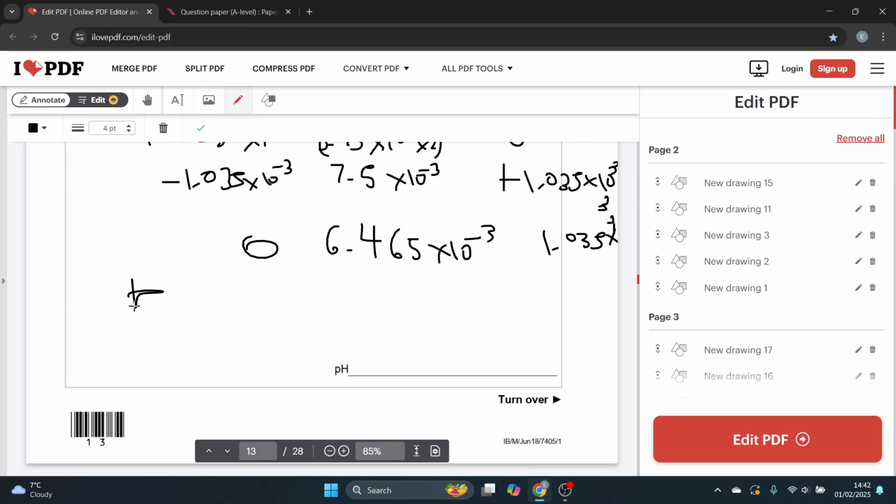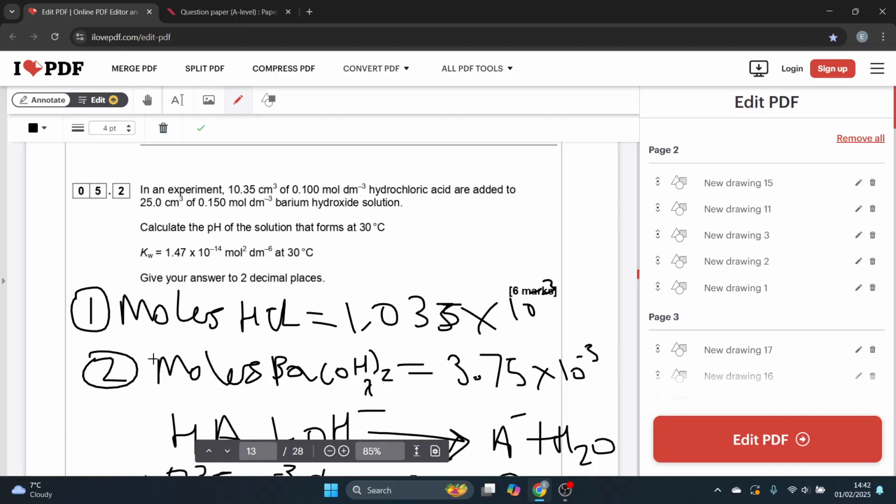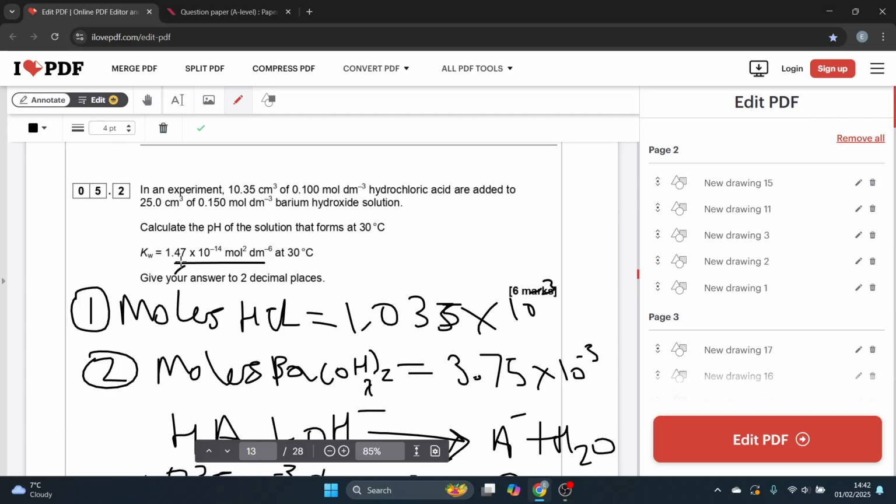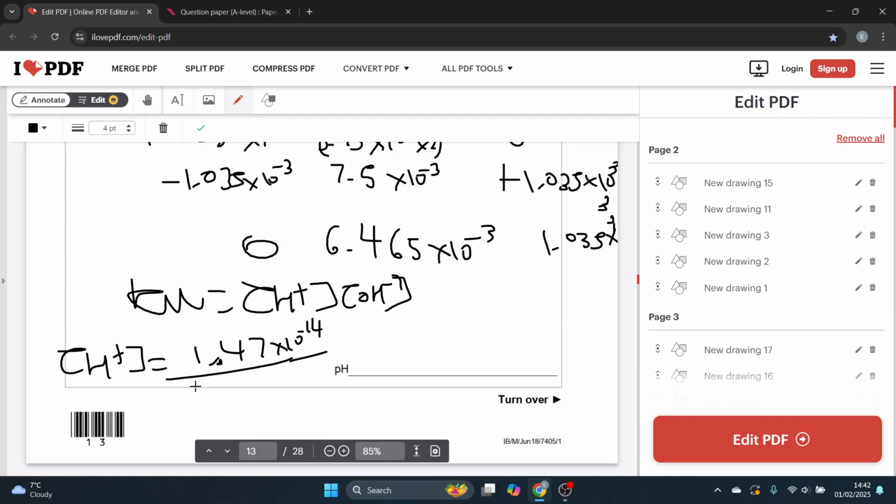All I need to do now is Kw is concentration H plus times concentration OH minus. I know H plus therefore is the Kw expression, which is 1.47 times 10 to the power minus 14. Don't always assume. If it doesn't give you in the question, then you assume it's 1.0 times 10 to the power minus 14. If it gives you a value, you have to use it. Divided by 6.465. But remember, this is the moles of hydroxide ions.